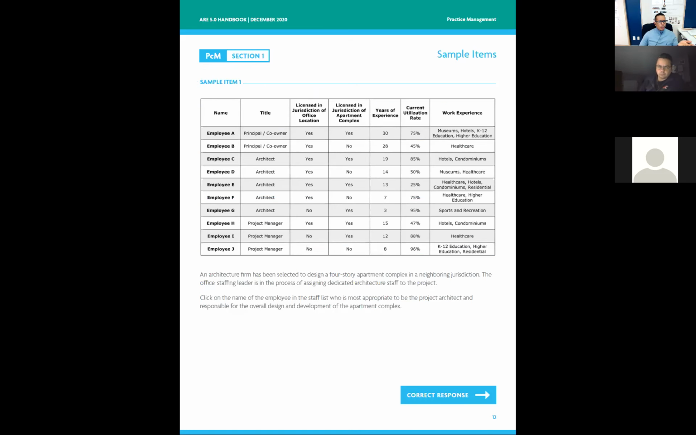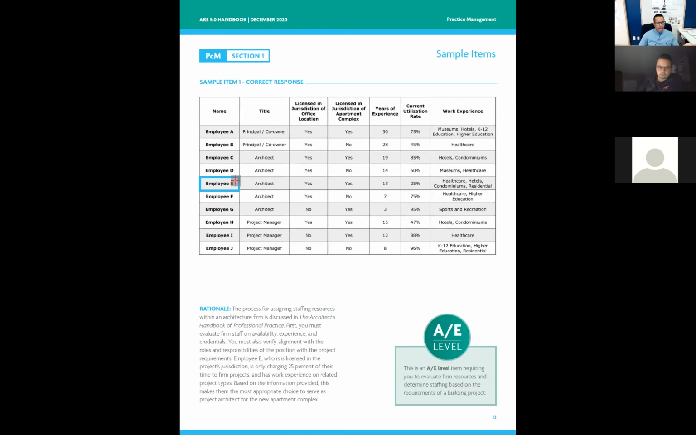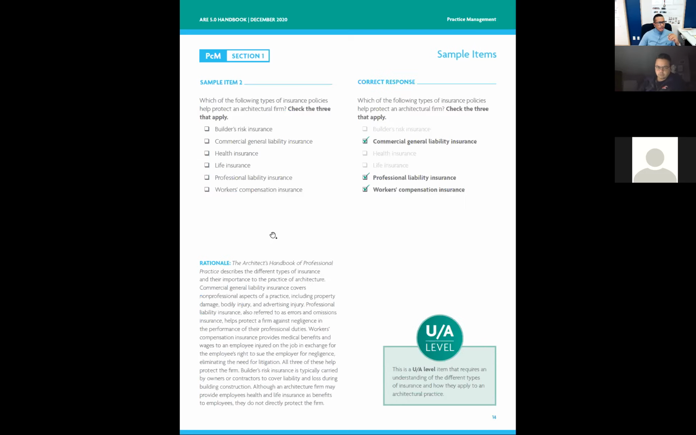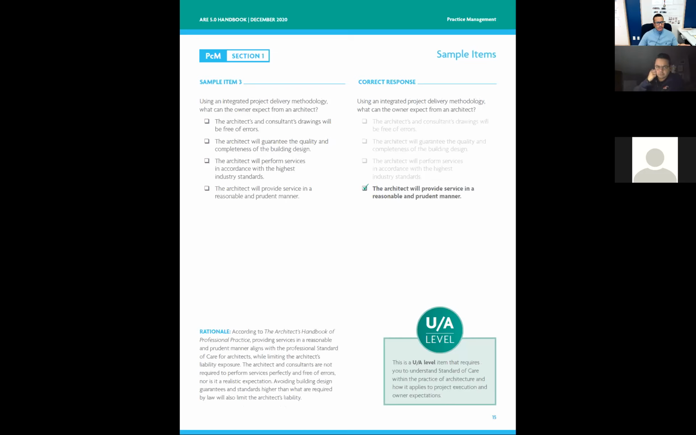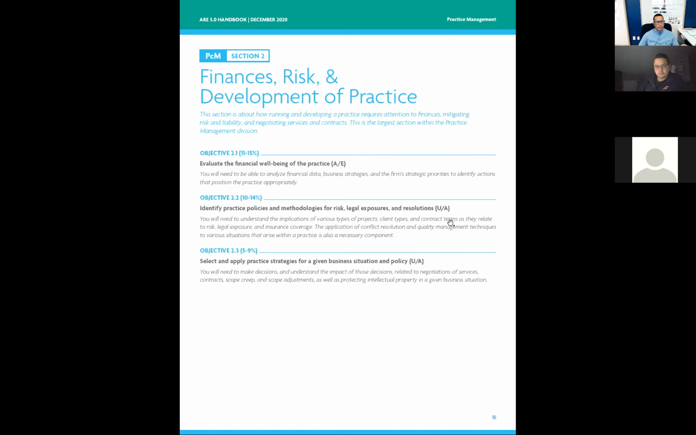Sample item number one here is about utilization ratios and which person in the practice is the most suitable for a particular project. And it tells you an answer. And this is a sample question. You will encounter questions similar to these on the exam. Okay. This is another sample question about the different types of insurance that you will need in a practice. This is another type of question about standard of care. This is the phrase reasonable and prudent manner.